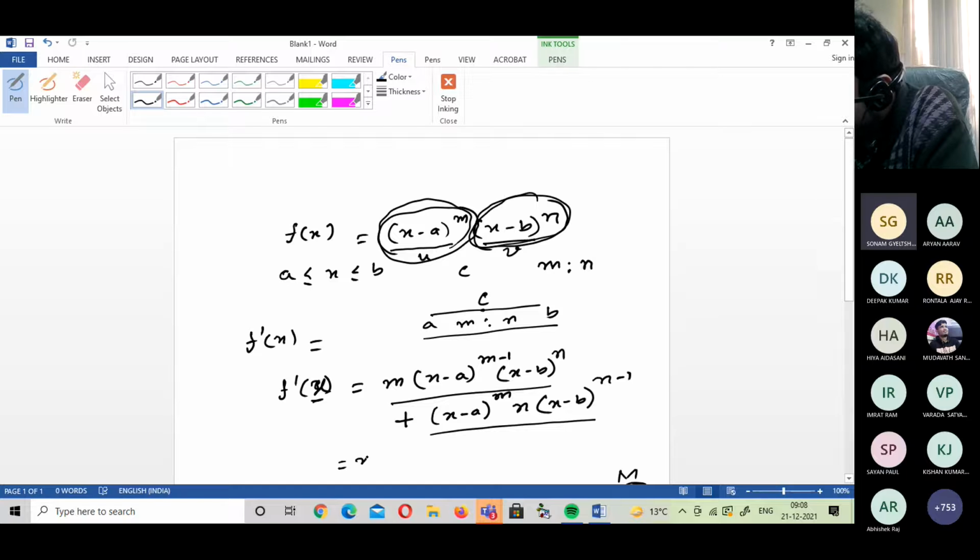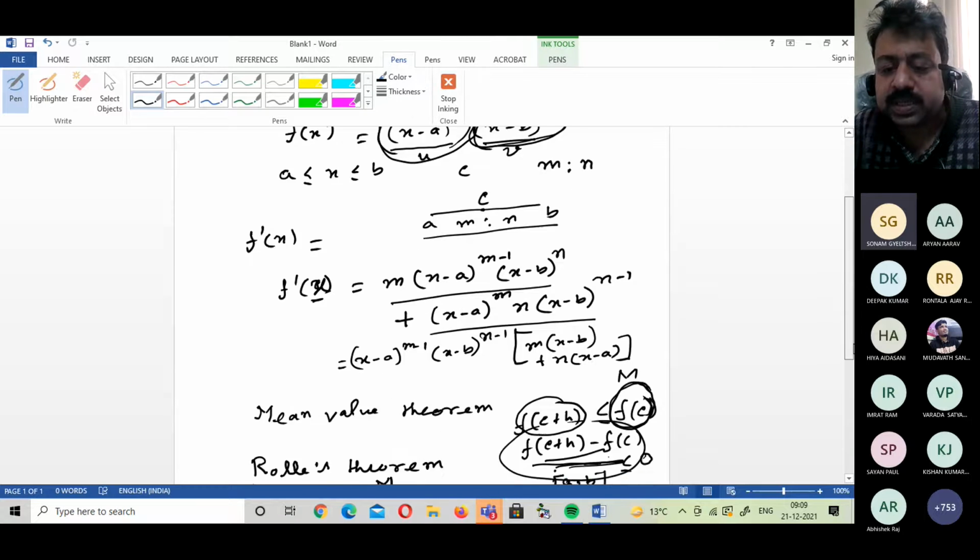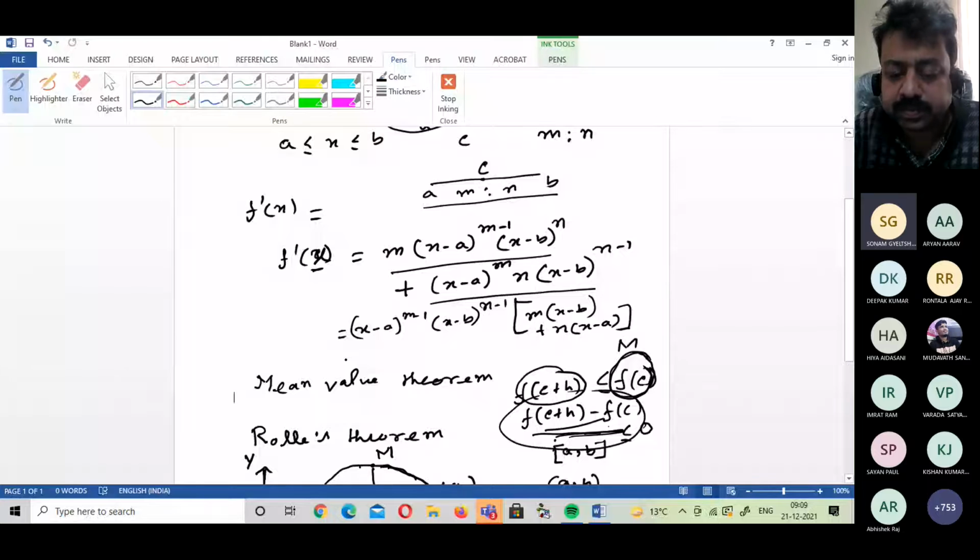So you can take common x minus a to the power m minus 1, x minus b to the power n minus 1. And the quantity that is remaining is m into x minus b, plus n into x minus a. Next, if this is only what remains, then you can easily write, just 1 minute.